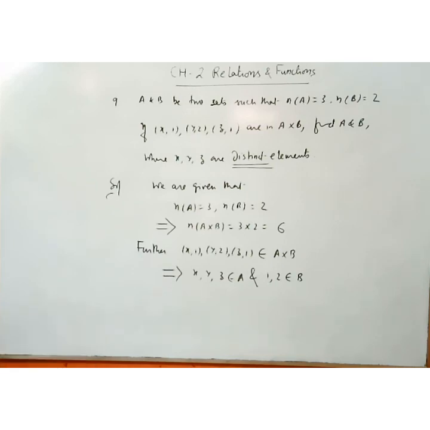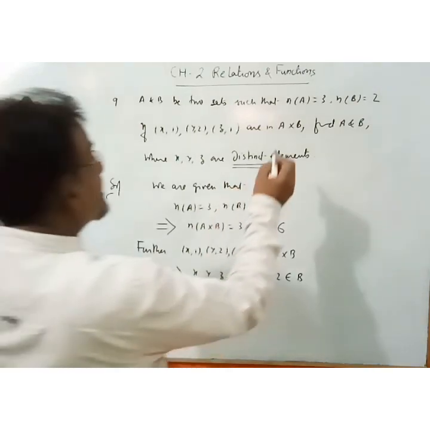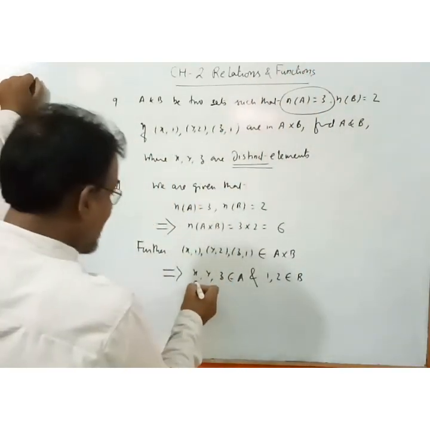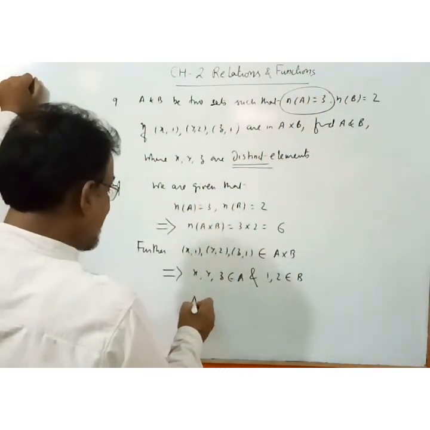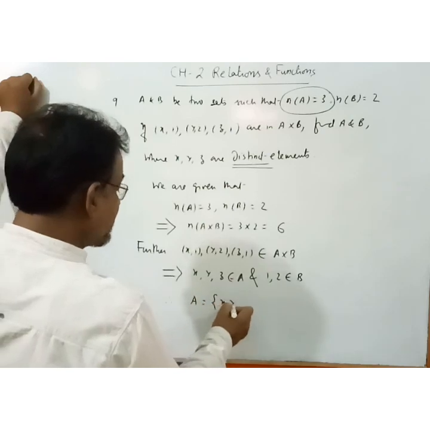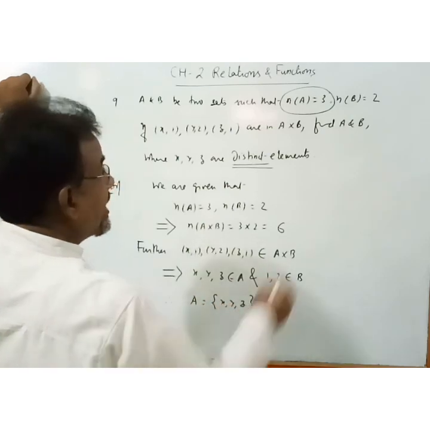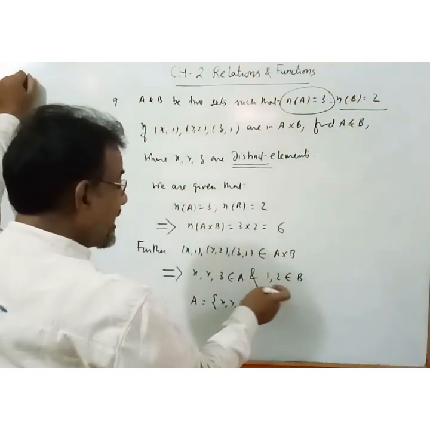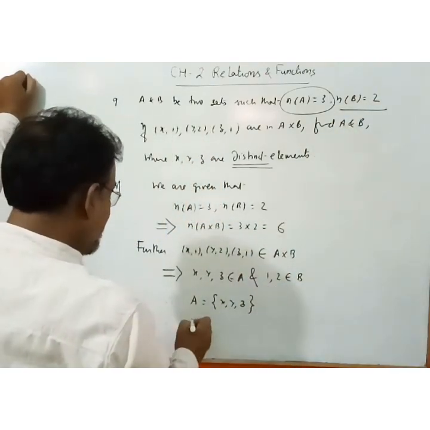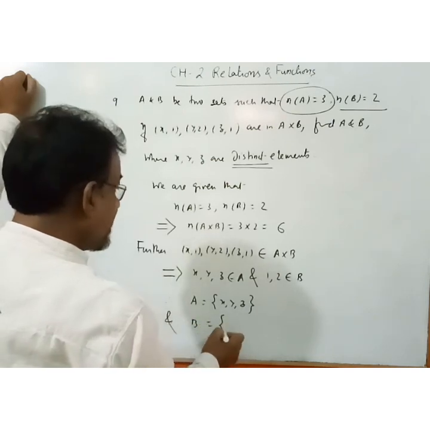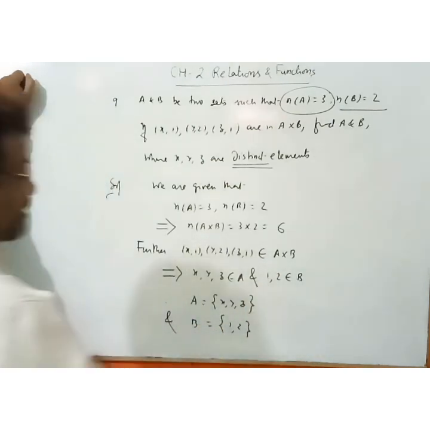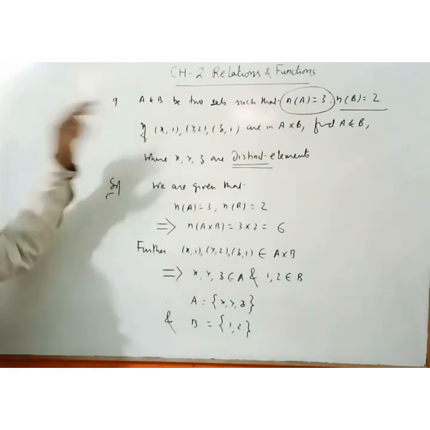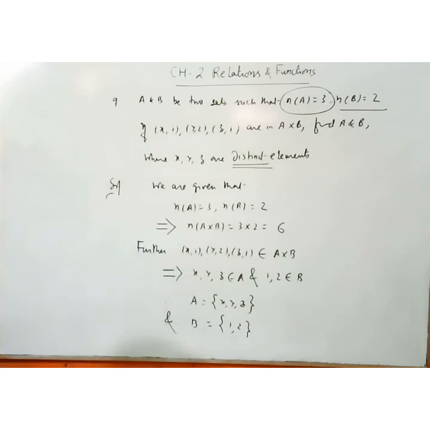I hope this is clear. Now number of elements in A is 3 and x, y, z all belong to set A. Therefore A should be set of x, y, z. Number of elements in B is 2 and 1 and 2 are two different elements of B. Therefore B should be equal to only 1 and 2. So both the sets have been explored based on members of Cartesian product given.